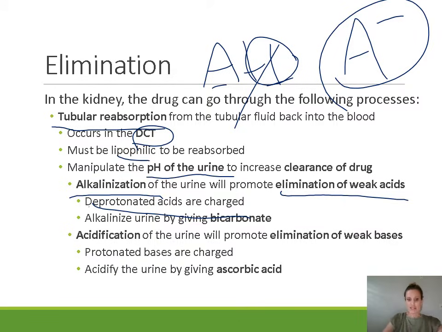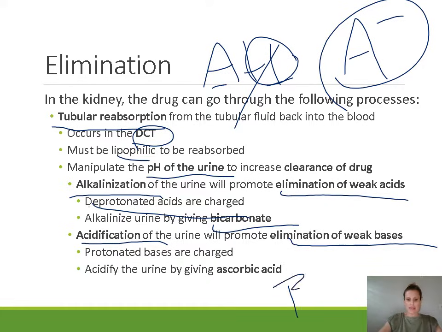We alkalinize urine, or we make the urine more basic, by giving bicarbonate. So giving bicarbonate will promote the elimination of drugs that are considered weak acids. Acidification of the urine will promote the elimination of weak bases.